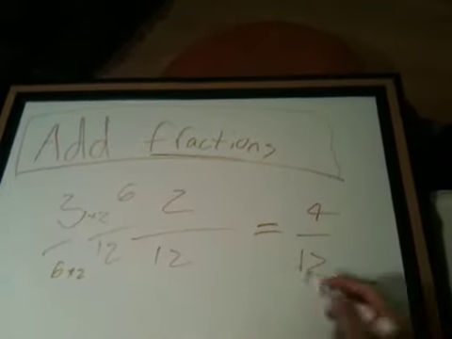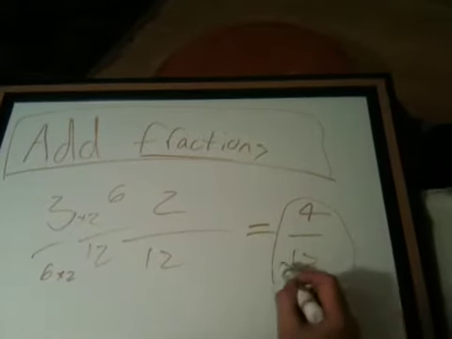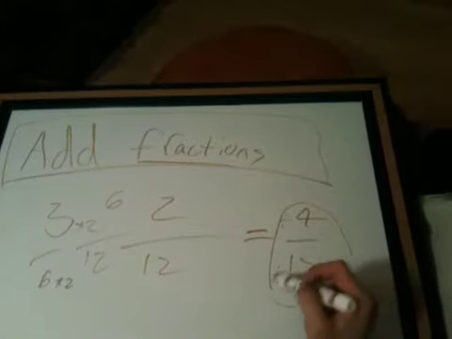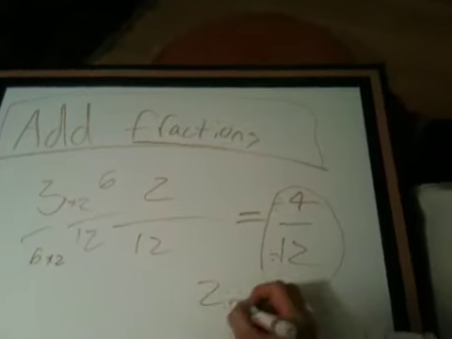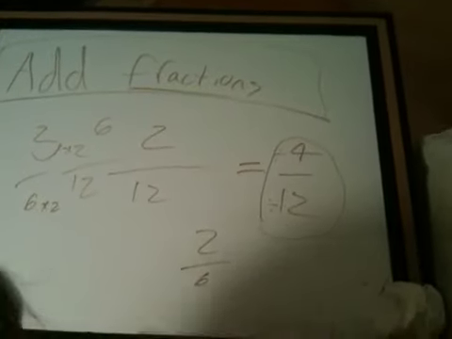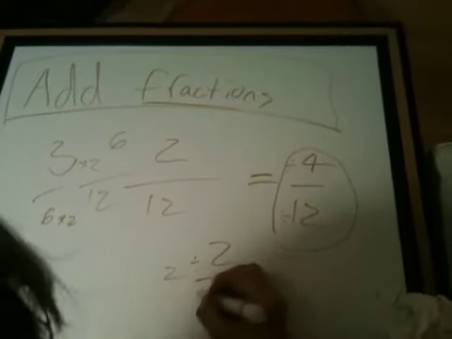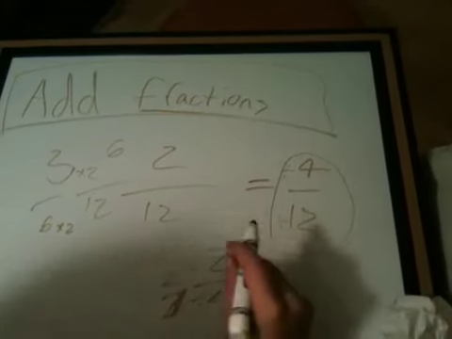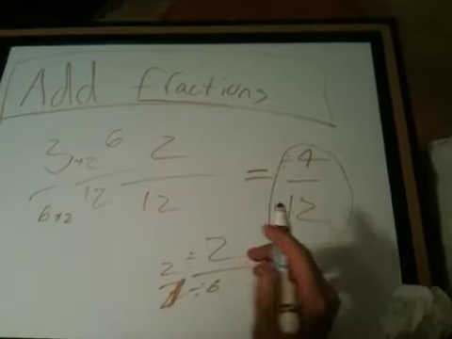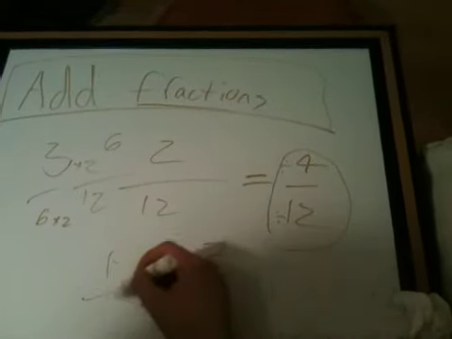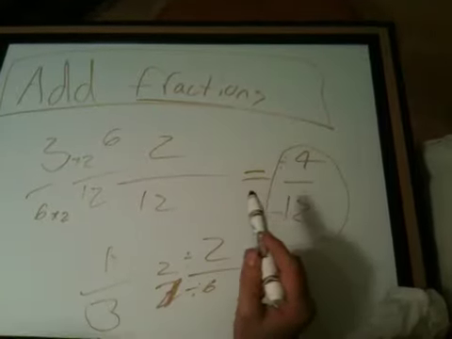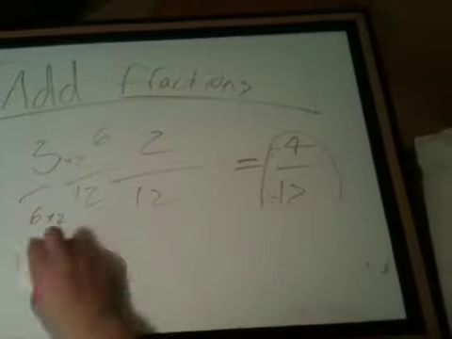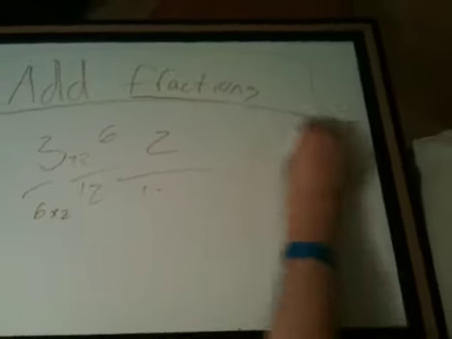And can we simplify this? So let's divide this by 2 and divide this by 2. So that divided by 2 is 2. That divided by that is 6. So 2/6. We can simplify that even more. 2 divided by 2 and 6 divided by 2, which is just dividing them in half. And that will give us 1/3. So that is how you subtract with alike denominators and unlike denominators.